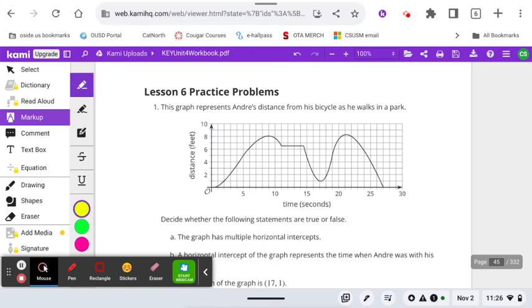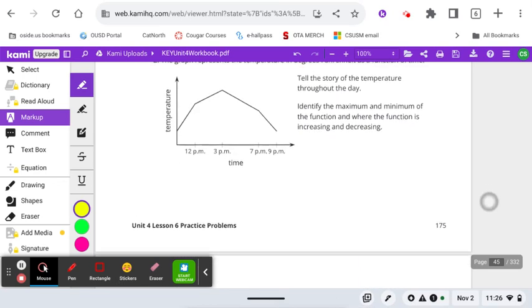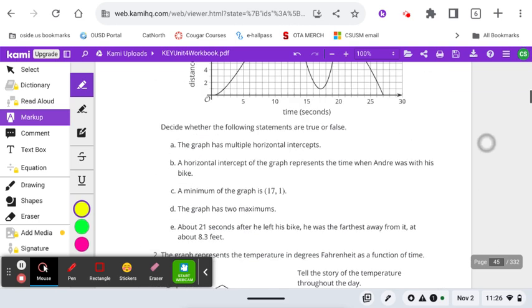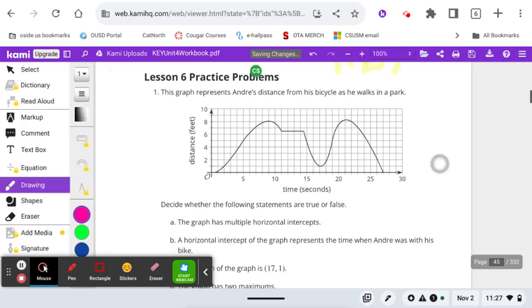All right, we are on the Lesson 6 practice problems from Algebra 1, Unit 4. This is on page 175 of your student workbooks for Illustrative Mathematics by Imagine Learning. And this first part is just asking you to do some true-false. Let's look at what it's asking based on this graph.